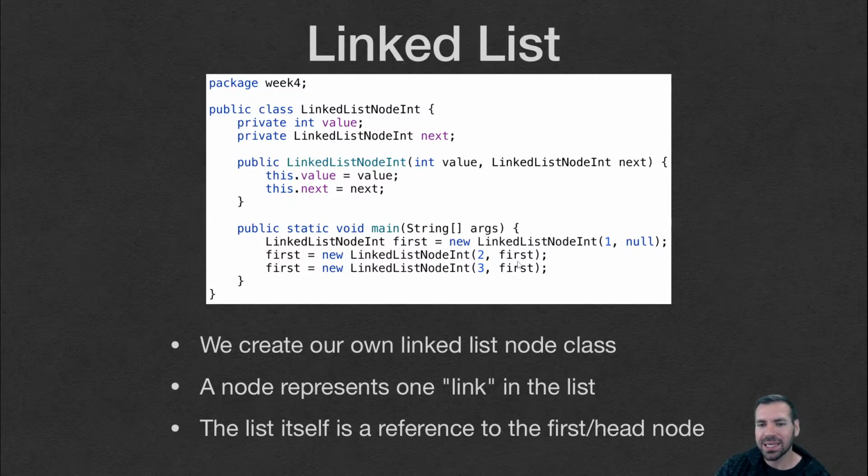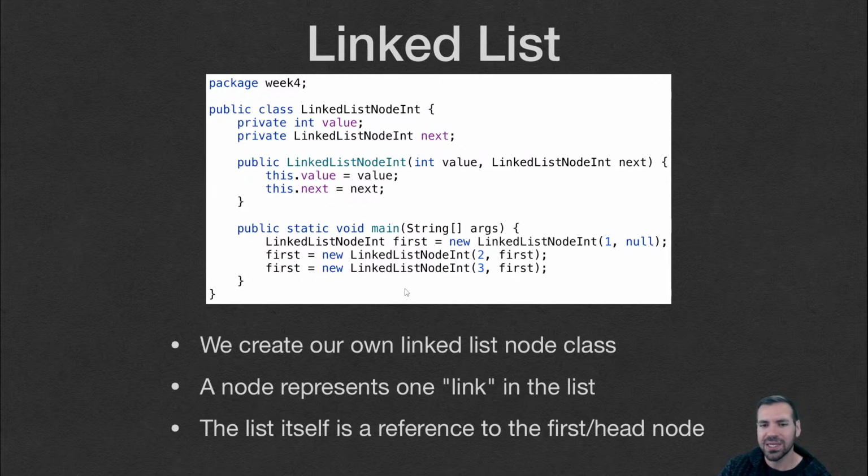And then its next is going to be whatever the value of first was, which is a reference to this linked list node that was created here. And then reassign that to first. So first is going to equal this linked list node with the value 2, and its next is going to be this linked list node with the value 1, whose next is null, so we've reached the end of the list. Then do it again, create another linked list node of 3, and next is first, which is now this linked list node with the value 2, and then reassign that to first.